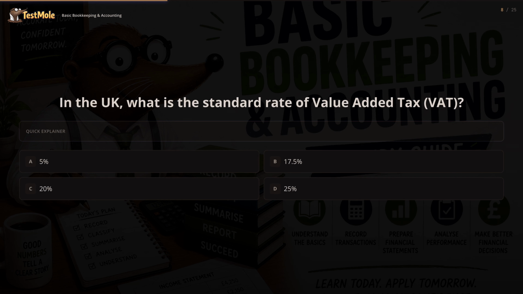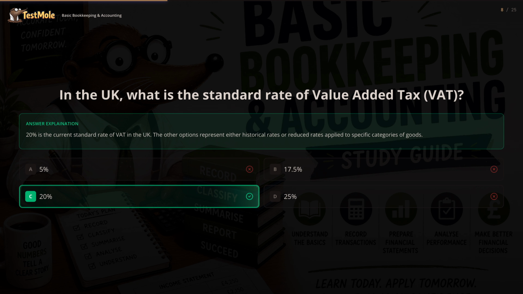The options are A. 5%, B. 17.5%, C. 20%, D. 25%. The answer is C. 20% is the current standard rate of VAT in the UK. The other options represent either historical rates or reduced rates applied to specific categories of goods.